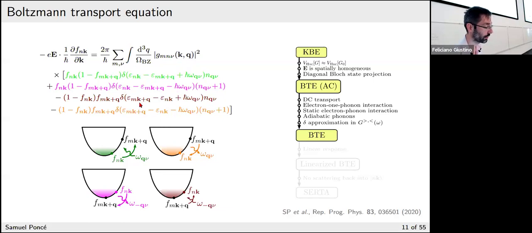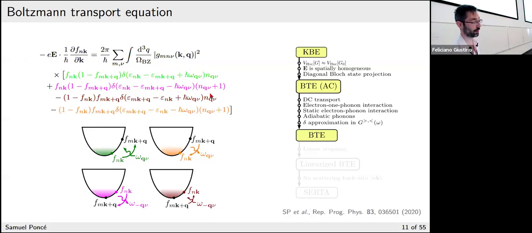And also, you have these four energy-conserving terms, where you see this occupation function that depends on the field. And so these four energy-conserving terms describe the fact that you can get in or out of the state Fnk by either emitting or absorbing one phonon. So you have four possibilities. And this is really what this equation tells you. And so this is the Boltzmann transport equation that we will use. You can see that it has this dependence on field.